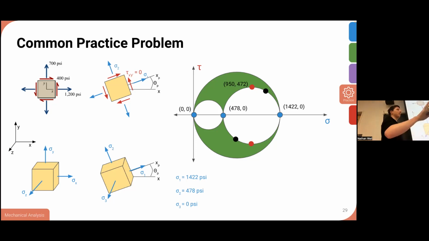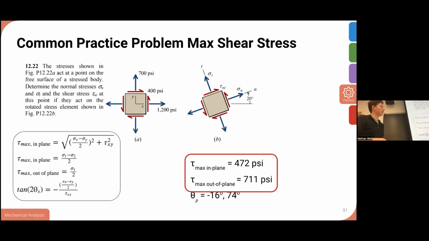There's a way we can play with it. We'll get to that. That's good. All right. And then there's our max out of plane shear stress, which, as we can see, magically is the same as this. And it's going to happen next.